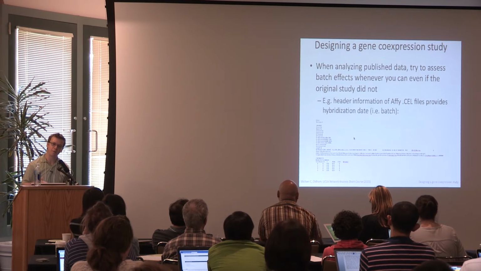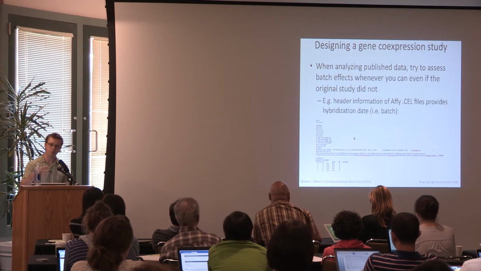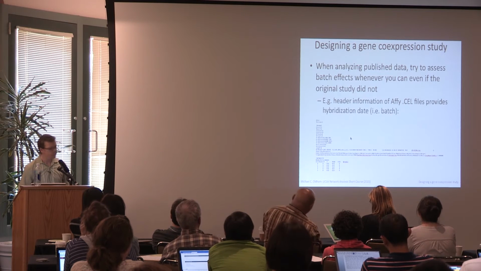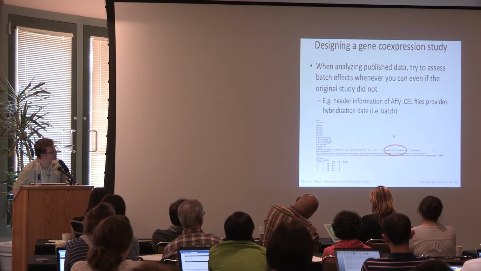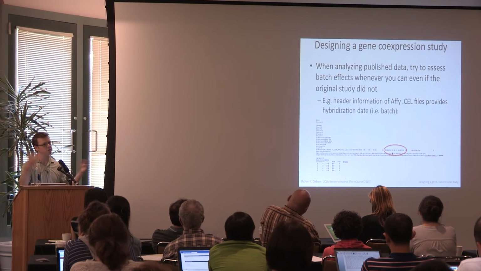Affymetrix is an older microarray platform, and the raw data come in the form of CEL files, as some of you may know. And you can actually see right there a timestamp that tells you the exact date on which the sample was hybridized, and you can use that to reconstruct the batch information.